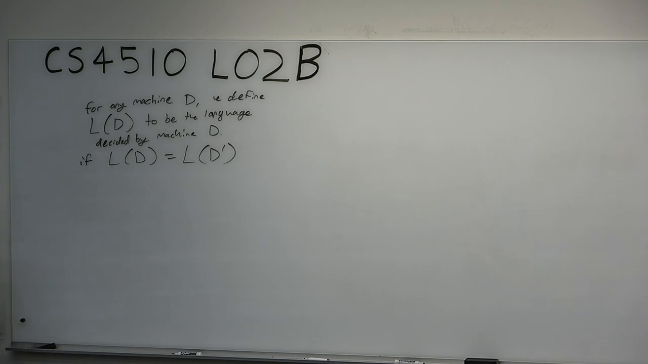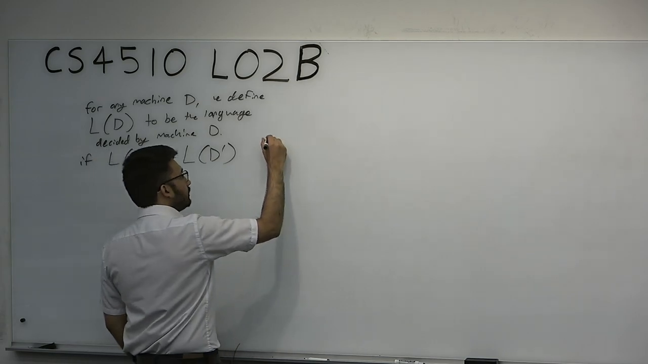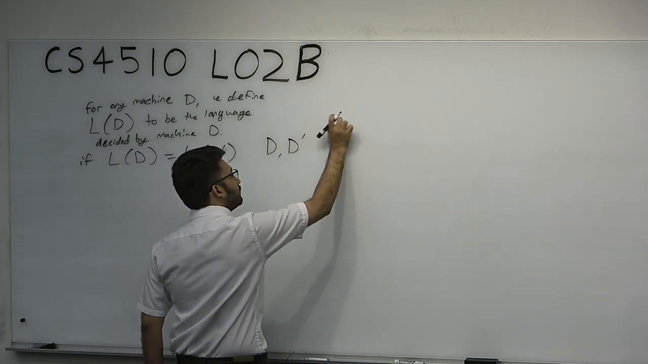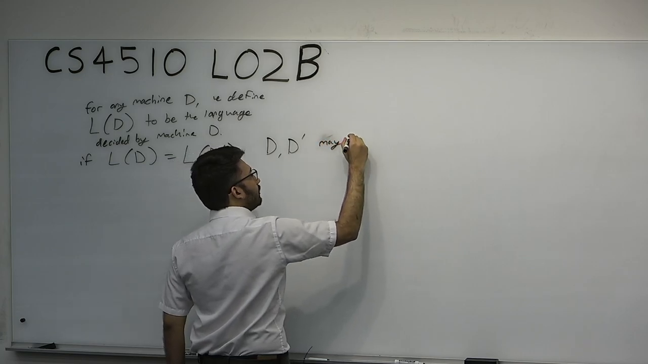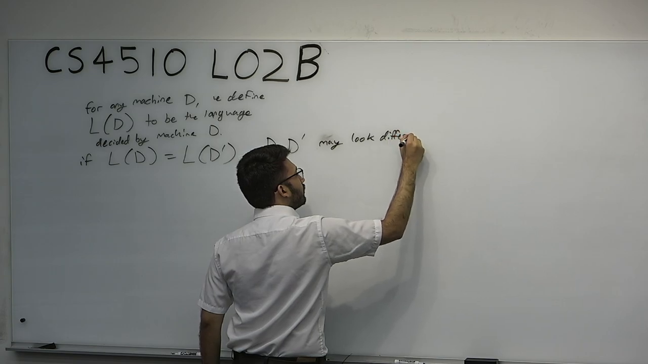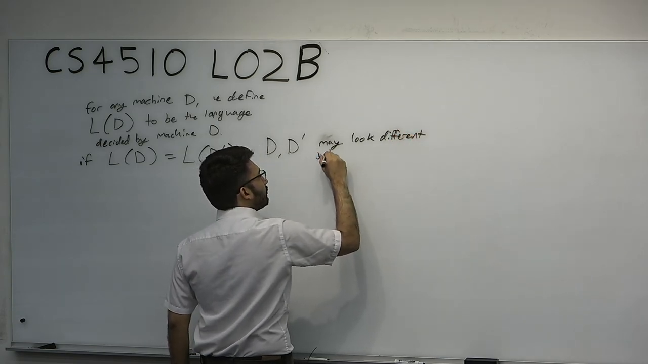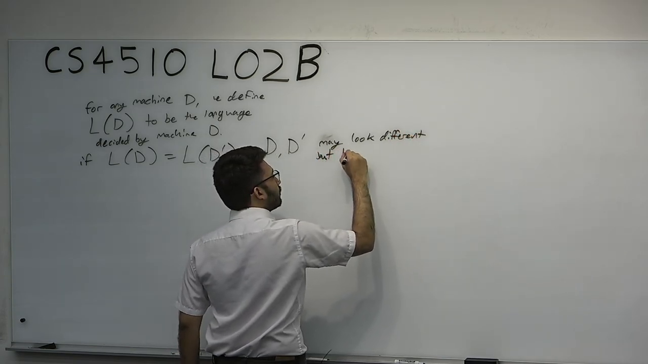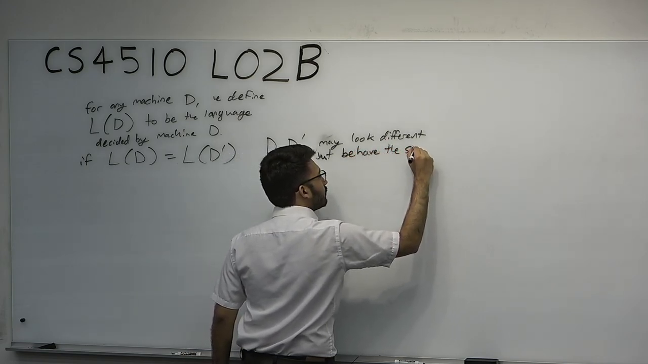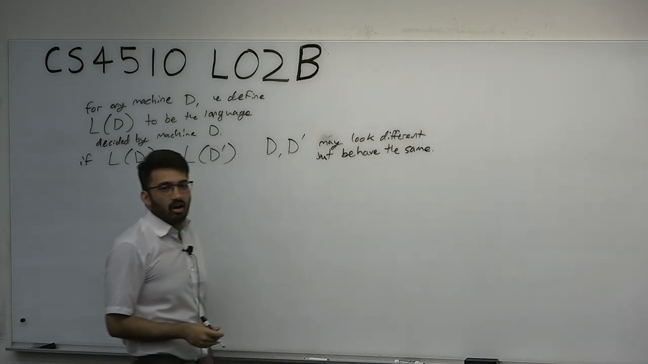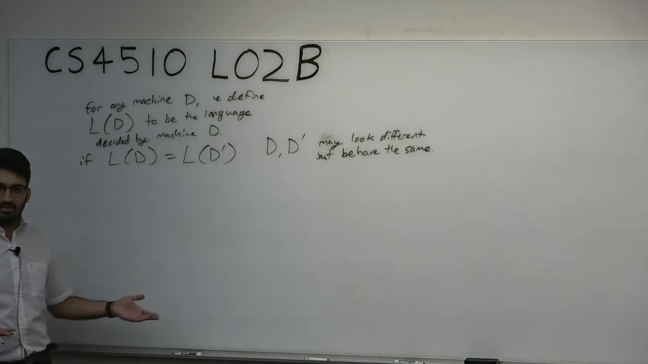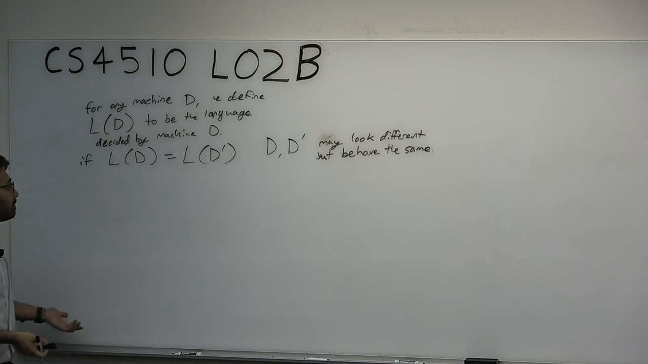Two pieces of code can be semantically equivalent, but may be syntactically different. So D and D prime may look different, but behave the same, right? For code, this one's kind of obvious. You can just put new lines in or tab it or whatever, right? So different code, same behavior.